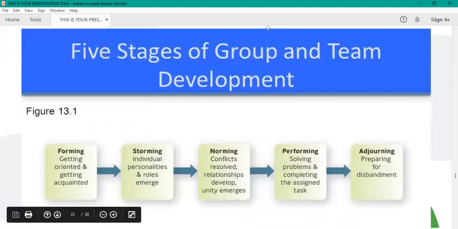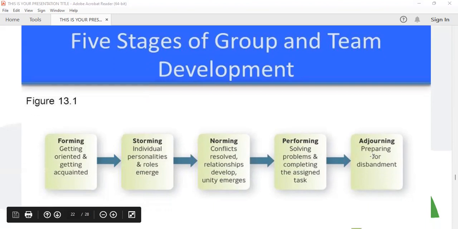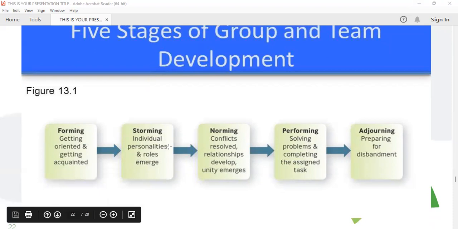Step also forming individual personality, forming conflict resolve, relationship or development, performing against solving problems in the task, and journey with peaceful. One, two, three, four.